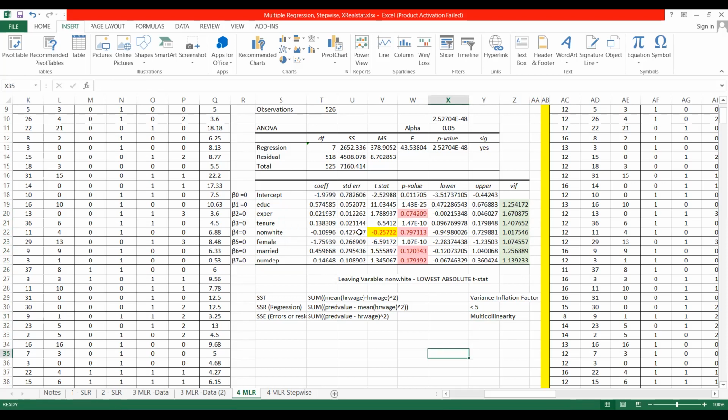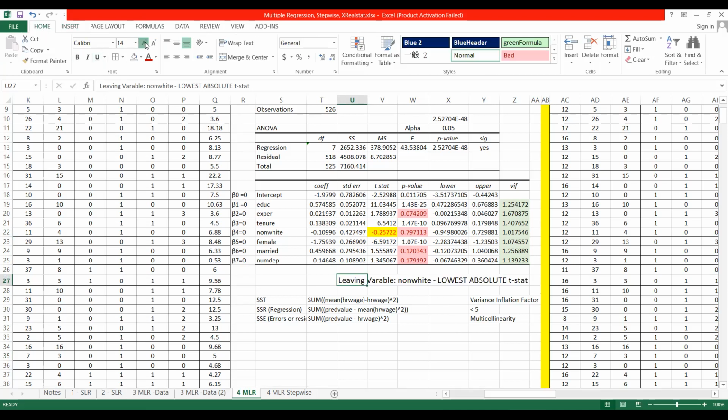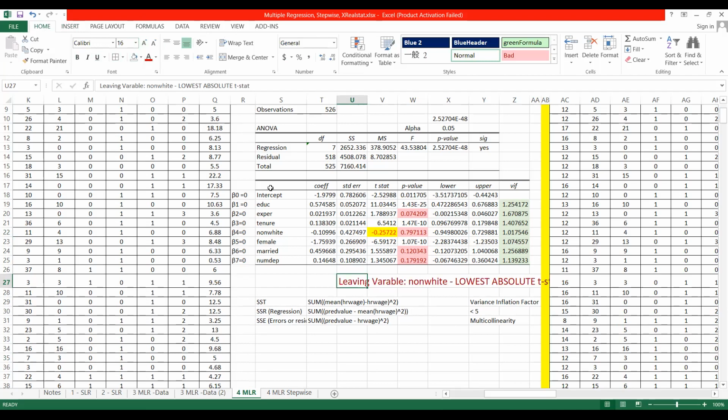Okay. So sabi natin the way to go about this is to identify which among the four has the lowest absolute t-value. Turns out that si non-white yung pinakamaliit na absolute na t-value which is 0.25. Si experience 1.79, si married 1.56, number of dependents 1.34. So ang leaving variable natin, leaving means aalis, no? Aalisin natin. So we're going to remove this one at a time. Okay, hindi pwedeng sabay-sabay.